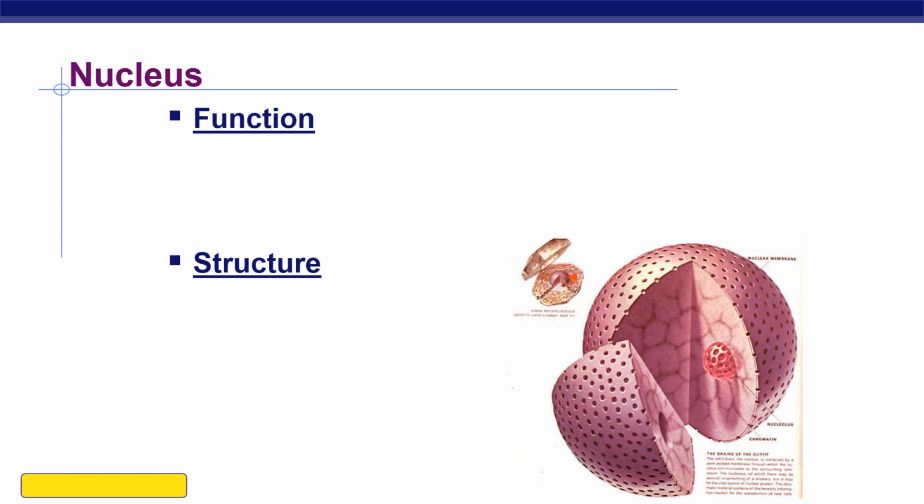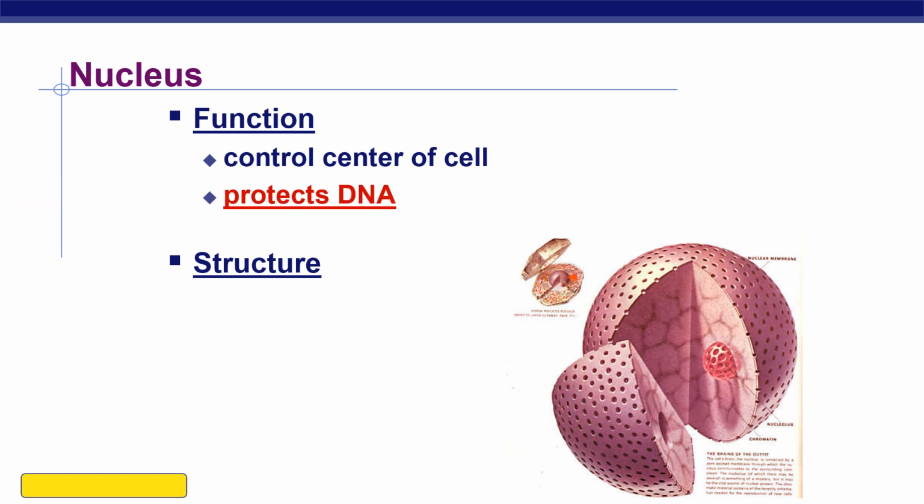Okay, so let's continue with the different organelles of the cell. One very important, if not the most important part or organelle of the cell, we have here the nucleus. For what is the nucleus of the cell? It's considered as the control center of cell. It protects DNA, and the DNA is the structure for building proteins.